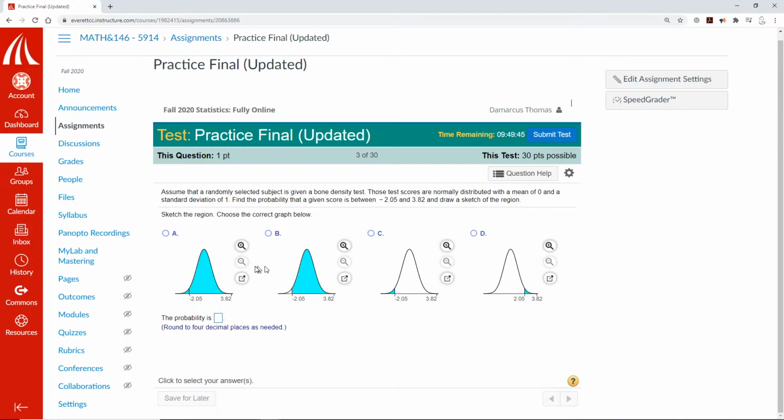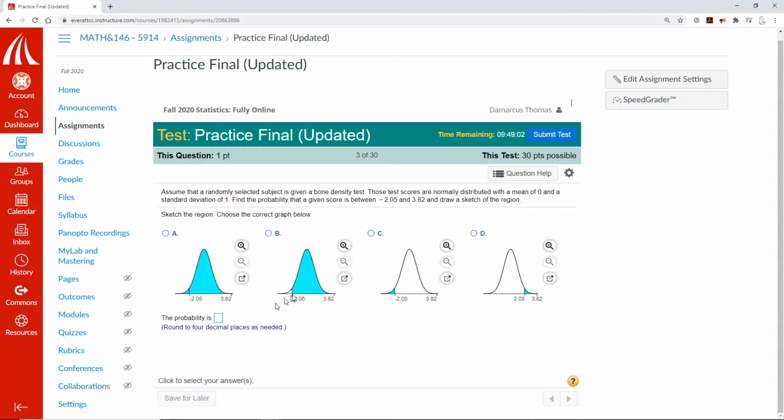Same type of problem. Let's see. Assume that a randomly selected subject is given a bone density test. The scores are distributed with a mean of 0 and deviation 1. Find the probability that a given score is between negative 2.05 and 3.82. All right. So one is negative and one is positive. Very far out. 3.82. I remember every score does represent a deviation. So we're 3.82 deviations away from the mean in the standard normal distribution. The mean is 0.